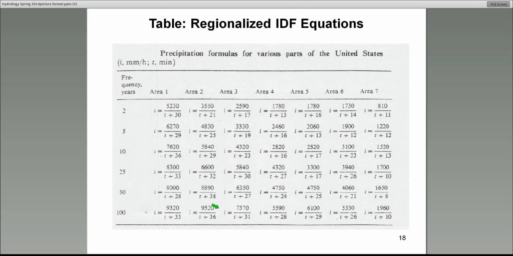I is equal to 7370 over T plus 31. Please make sure you watch the units. Those are very important. Unfortunately, the units of intensity are in millimeters per hour, not in inches per hour. So you'll have to convert it after you calculate the quantity in millimeters per hour. And then time is, of course, in minutes, not in hours. So make sure you respect these units because these are empirical equations.